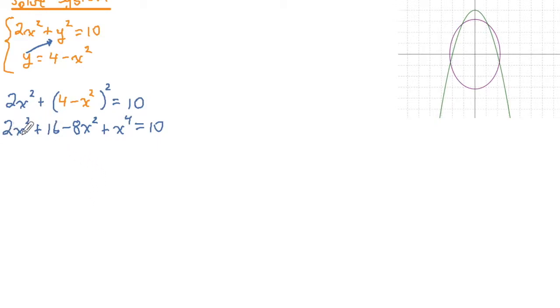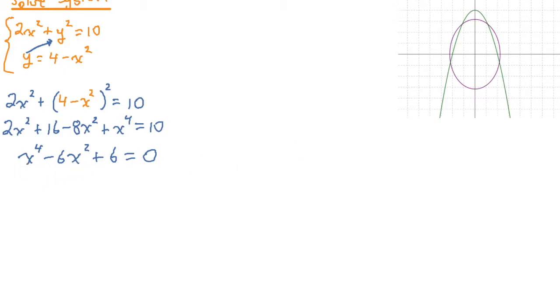So let's see if we can solve this equation. First up, I'm going to reorder it so it's highest degree to lowest degree, descending order. And I'm going to combine any like terms like this 2x squared and this negative 8x squared. So that'll give us x to the fourth minus 6x squared. And while I'm at it, I'm going to subtract 10 from both sides. So that'll leave us with plus 6 is equal to 0. So if you think back when we were solving equations a few weeks ago, this is what's called quadratic form.